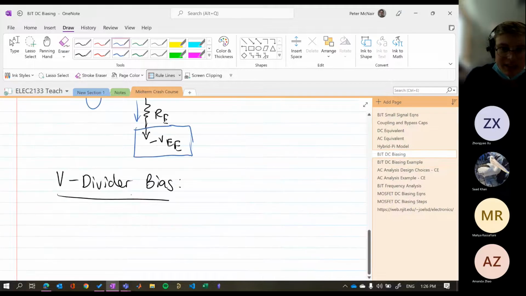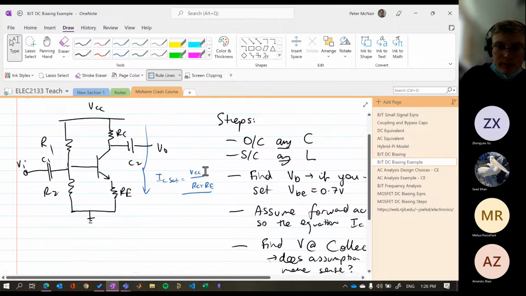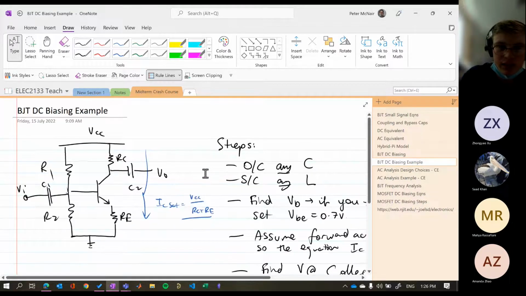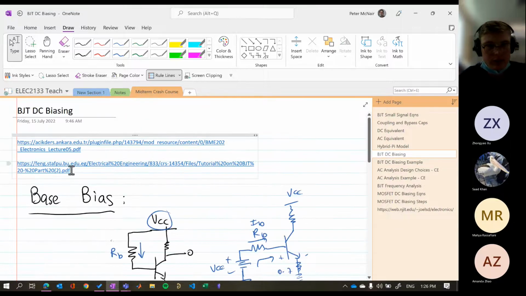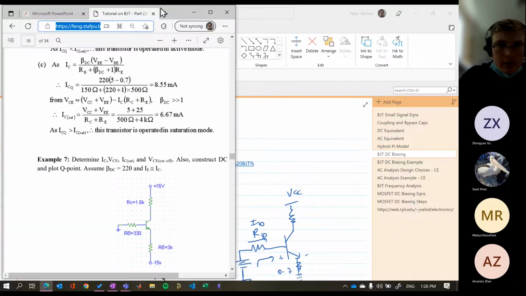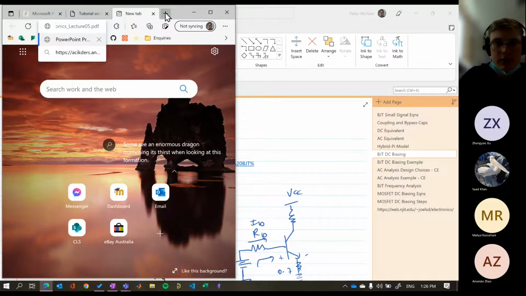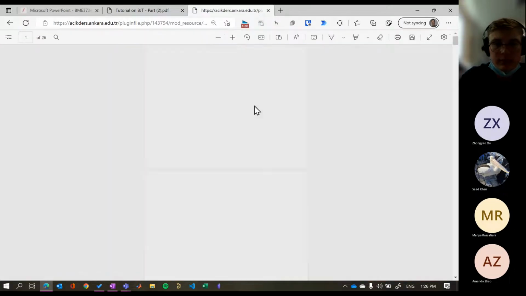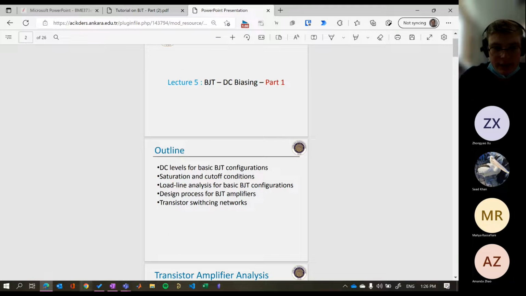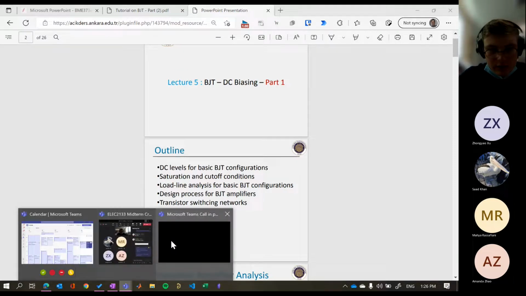The voltage divider can get quite complicated if we want to analyze it perfectly. So I'm going to open up this resource. We'll take a look at it. And I'll send this one through to you guys as well.